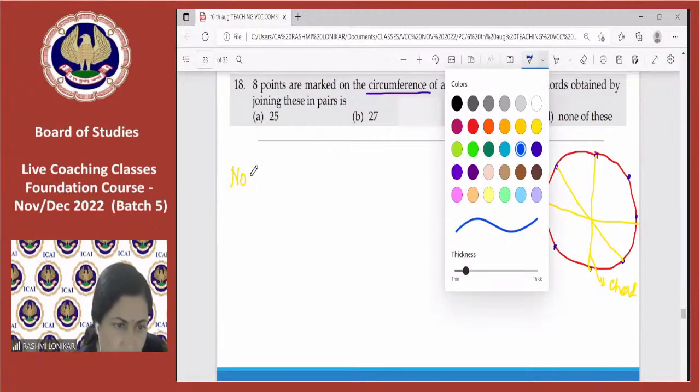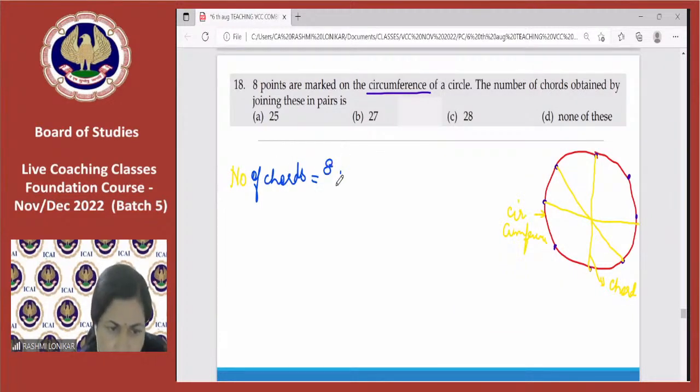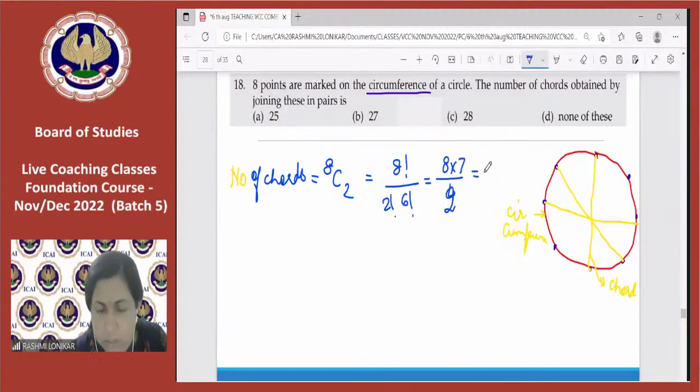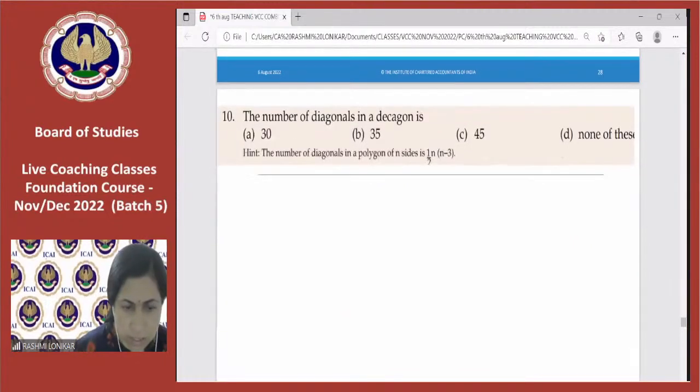So number of chords is equal to 8C2. Because for one chord, how many points are you required? 2 points. So this is equal to 8 factorial upon 2 factorial into 6 factorial, which is equal to 8 into 7 upon 2, which is equal to 28. So C will be the correct answer. Okay, understood? Yes. Let us go to the next sum.